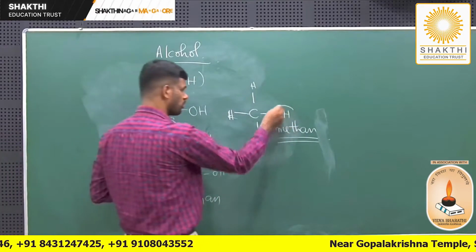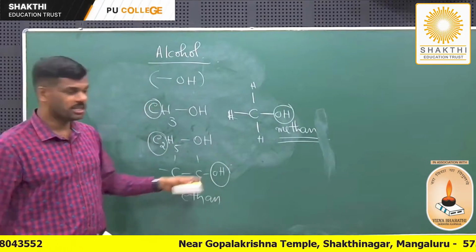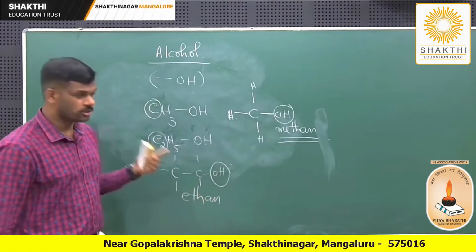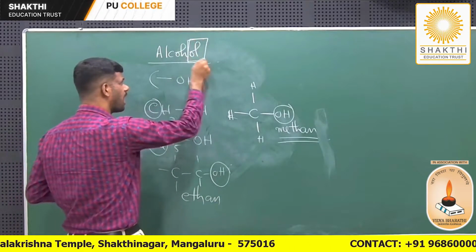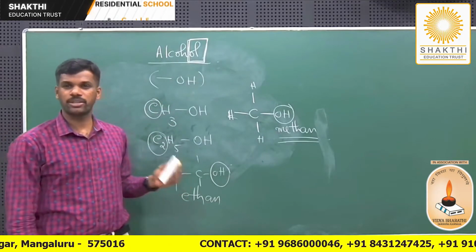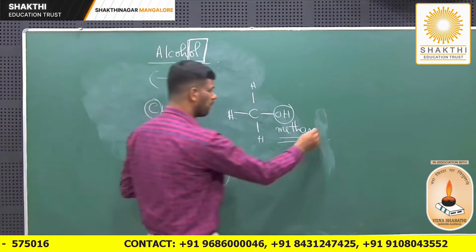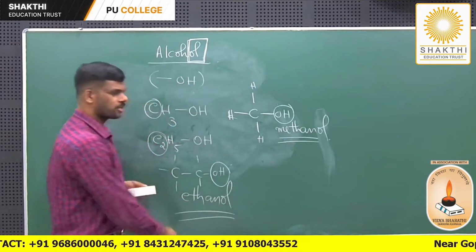Now comes the question of what the functional group is. The functional group we have is OH and OH. So it is very clear, the functional group OH represents alcohol, and the name of an alcohol should end with ol. So this is methanol and this is ethanol. Hope this is clear to all.